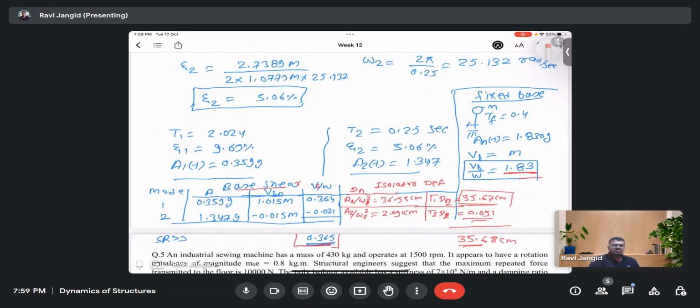Sir, that IS code is there, 1893/2016. In that equivalent static method, we calculate the base shear. So that means for that structure in that particular earthquake region, that much amount of base shear would be generated. So we have to resist it by designing it.